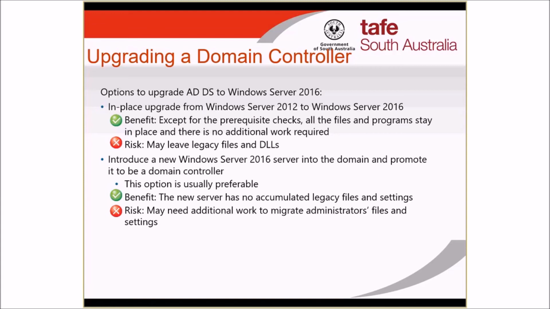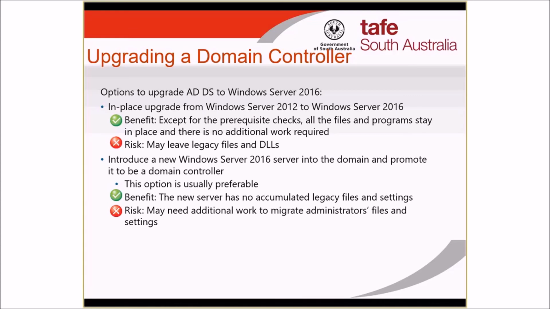Introduced new in Server 2016, you can actually do the migration. You can introduce a new Server 2016 into your network, install Active Directory domain services, promote it as a domain controller, and then just replicate all the information from your existing 2012 domain controller to the 2016. Okay, the benefit is that the new server does not have any accumulated legacy problems, files, or settings. But the risk is that you need to do additional work. You need to have a separate server.